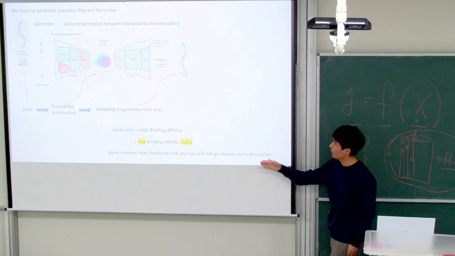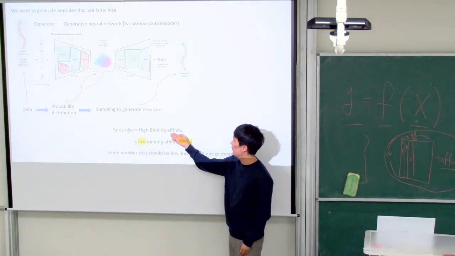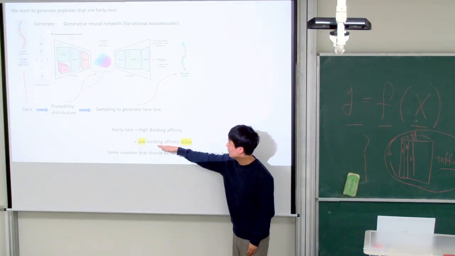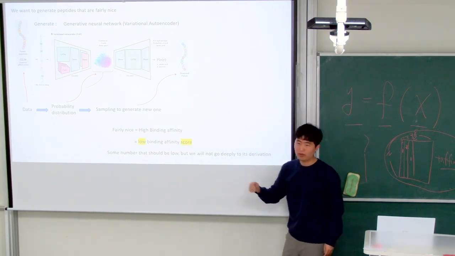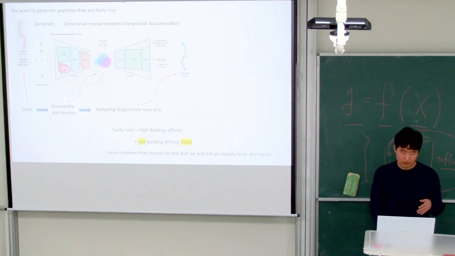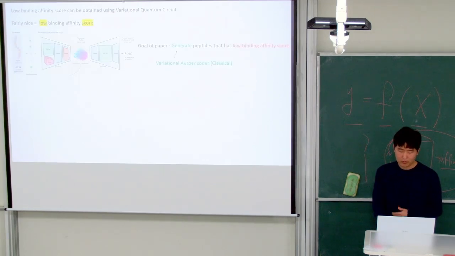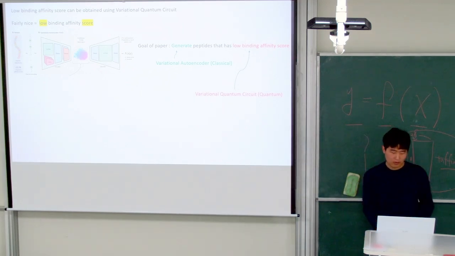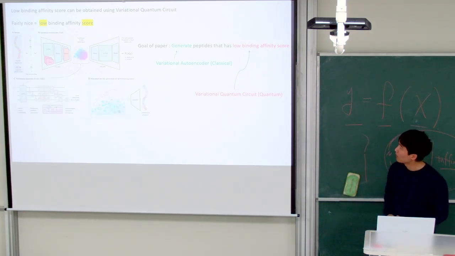here I said, in order to obtain high binding affinity, this score should be low. Okay. But I will not tell you about the definition of binding affinity score. I want to tell you about the mechanism of this variational quantum circuit.